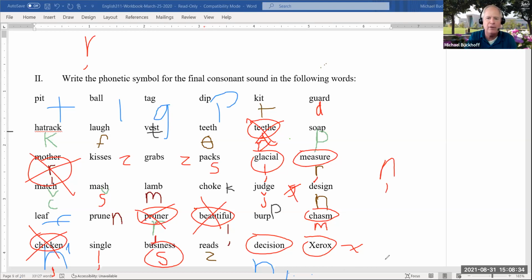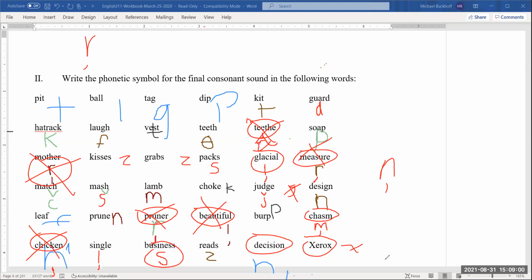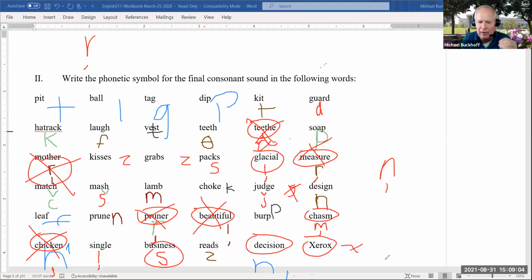Decision. We have measure. Good. We got it. We have chasm. We still haven't gotten that one yet. How do we express it? Somebody want to do that one? Good, you got it. And remember, this is all confusing. I have all the answers in the back of the workbook for this section, so you can double check them later. And then Xerox. What is that last sound? We got it. Thank you, Beatrice. So we have the S there, right? Okay, we're good. So that would be the final consonant sound there. Okay, any questions on this?